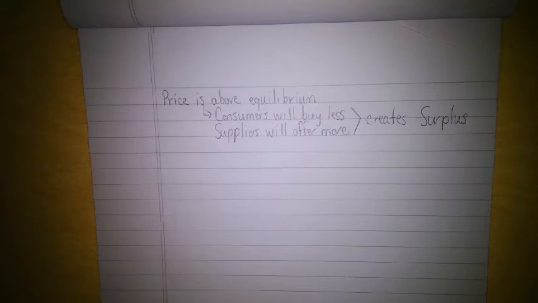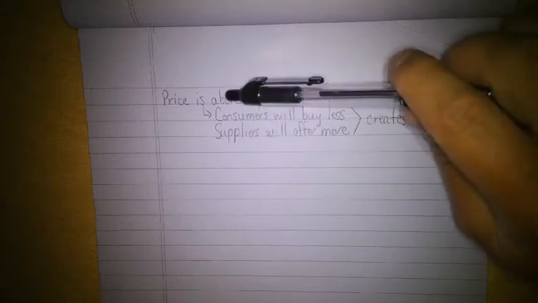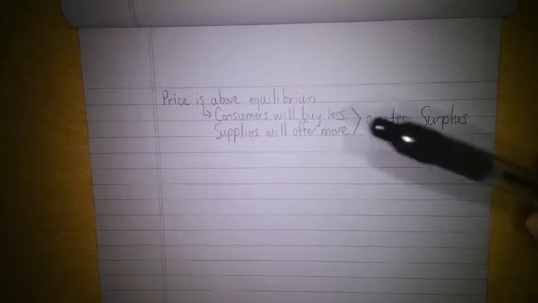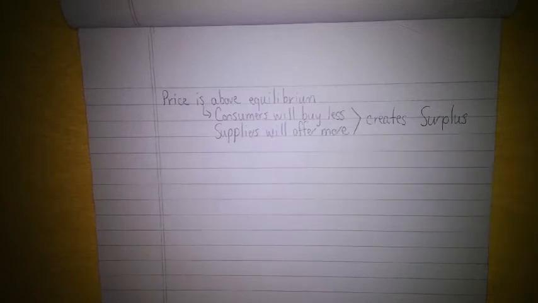Okay? So, key to this: if the price is above equilibrium, I'm going to show you some charts that show surplus here in a second. If price is above equilibrium, that means consumers are buying less because the price is high, right? And then the suppliers have already offered what they have, so they're going to have too many of them.